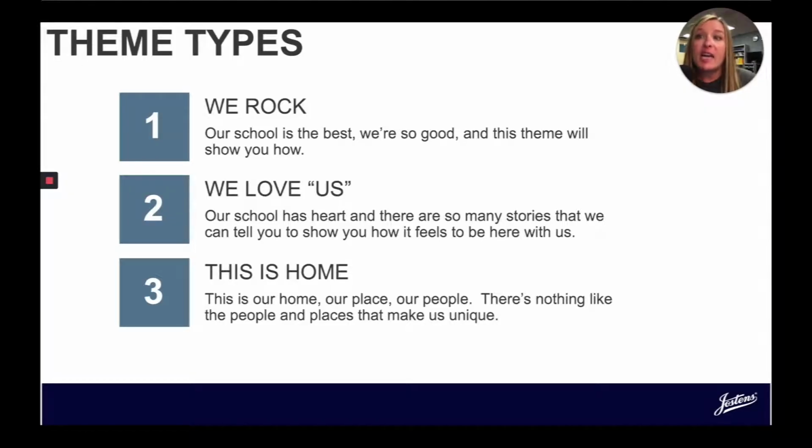Again, themes are creative and should represent your school in this year, but these theme types could give you a place to start. The We Rock theme can really be focused on the things happening at your school, including achievements and accomplishments. The We Love Us theme type emphasizes people, and it's about community. And the This Is Home theme type focuses on places and the shared experiences of being a part of the same school.